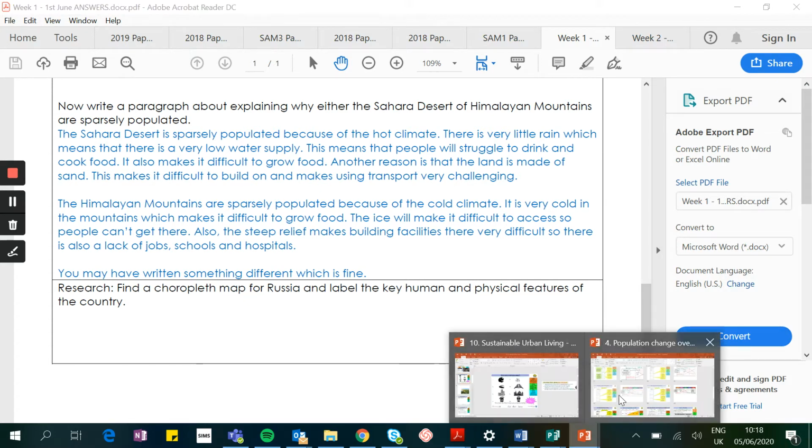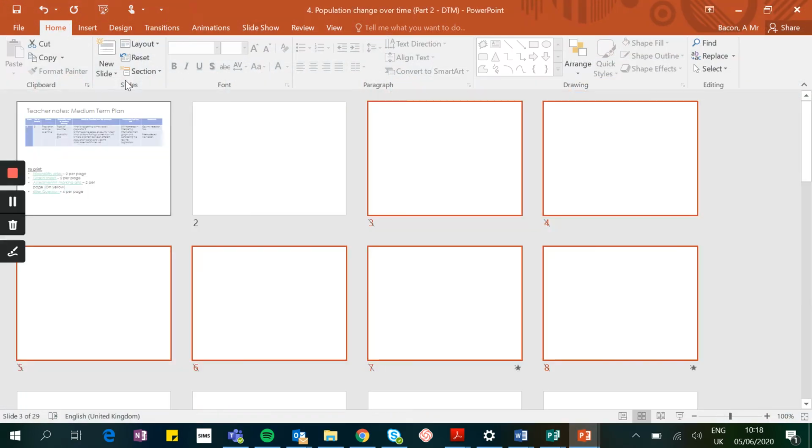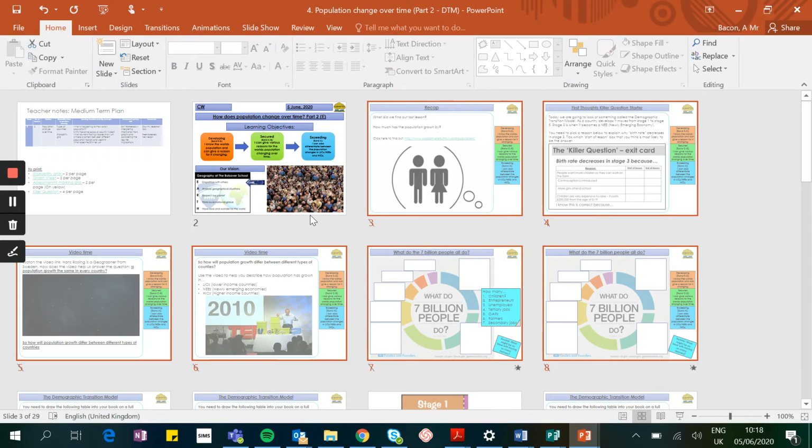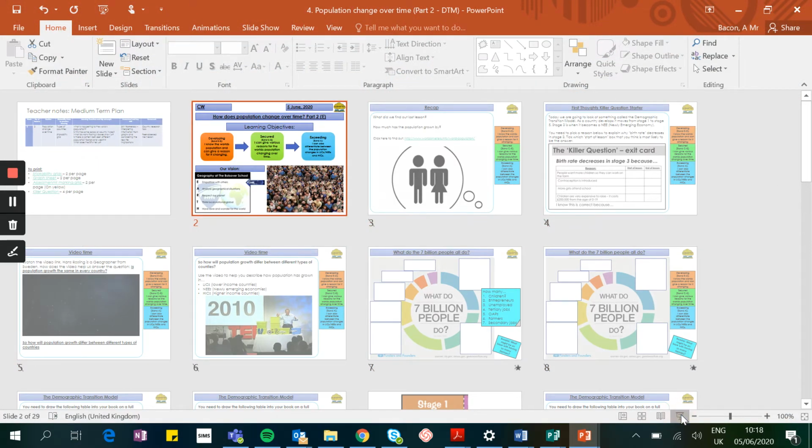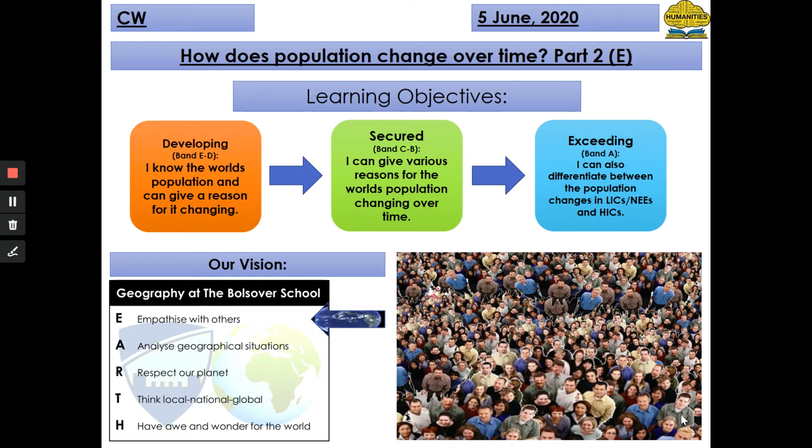Now, for this week's work, you're going to be doing about the demographic transition model. And the demographic transition model is all about how population changes over time. And if you remember all the way back in September, we looked at this.